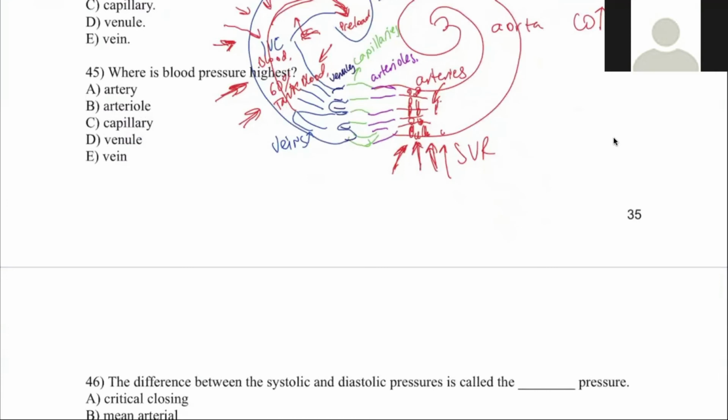All right, where's the blood pressure the highest? I'm going to go with A, artery. Artery is correct. That's when we measure 120 over 80 or whatever it may be, 160 over 90, that's where we measure. So artery is the highest.